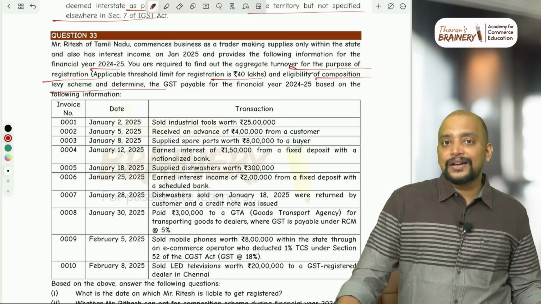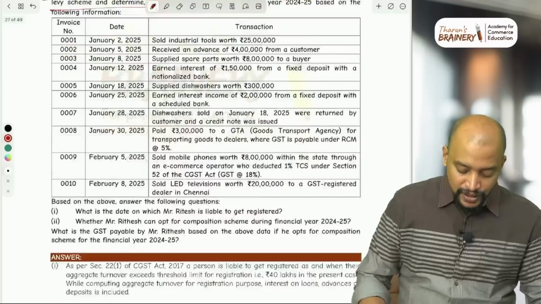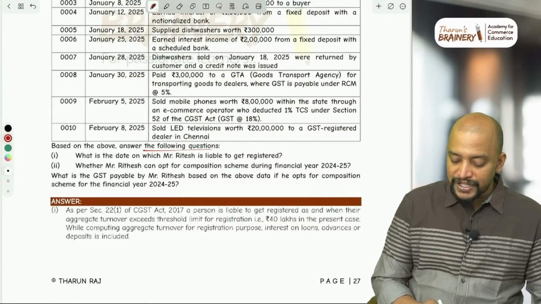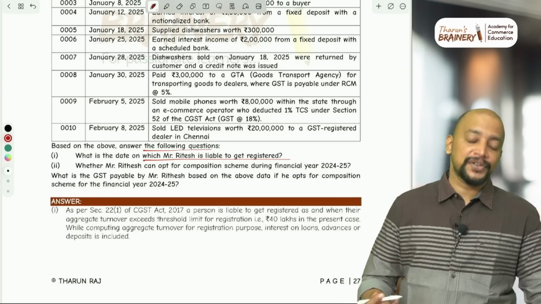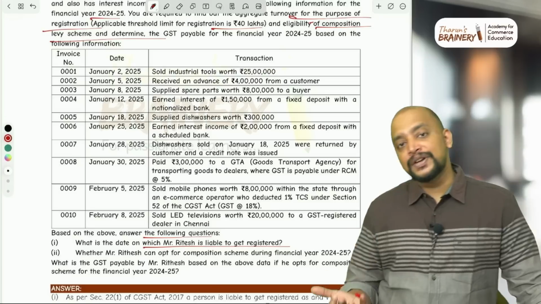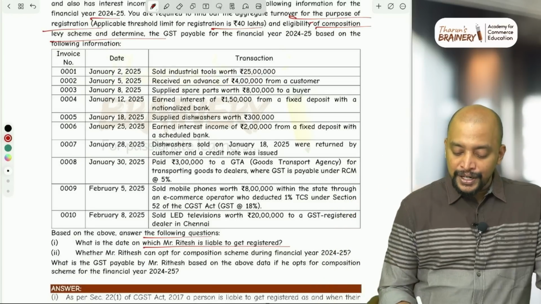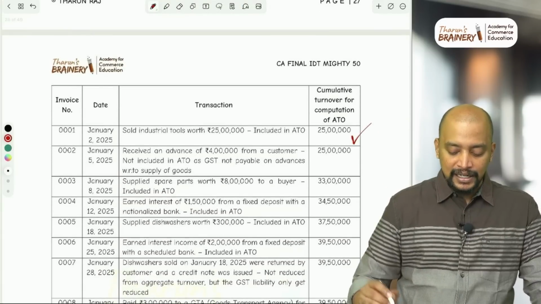Basically, once they cross the threshold limit only, they will go into the composition scheme. Here the question is what? Based on the above, answer the following questions. What is the date on which Mr. Ritesh is liable to get registered? So when are they liable to get registered? They are liable to get registered as and when their aggregate turnover exceeds 40 lakhs. So that 40 lakhs aggregate turnover we are computing. Sold industrial goods worth rupees 25 lakhs. Yes, it will be taken into aggregate turnover.